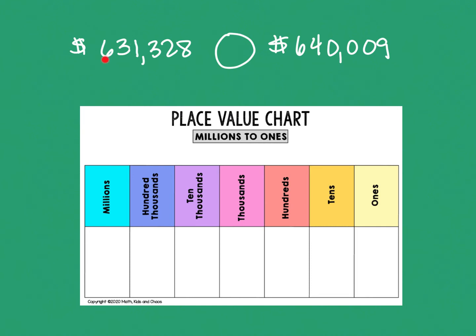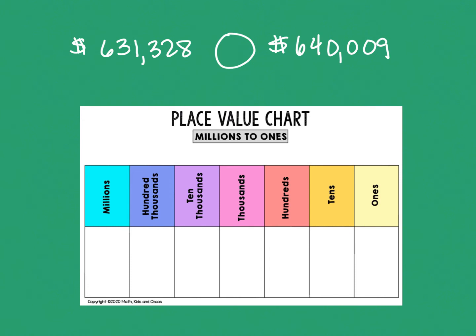So we have 631,328, and we have 640,000, and nothing. I'm not going to say anything about these. I'm going to skip it and just say 9. 640,009 is how you would say that one.